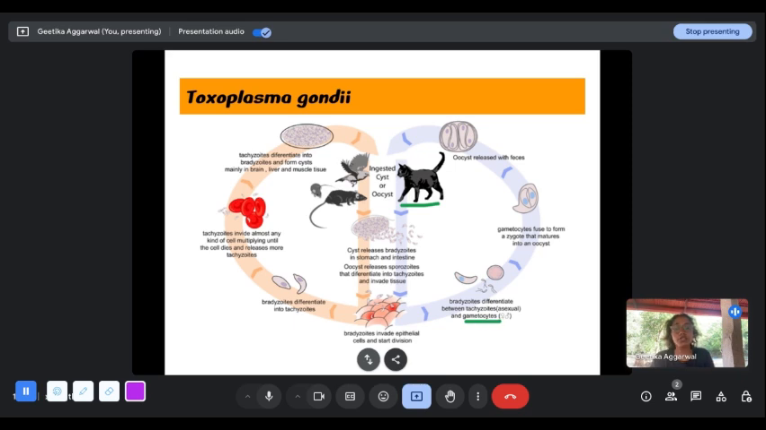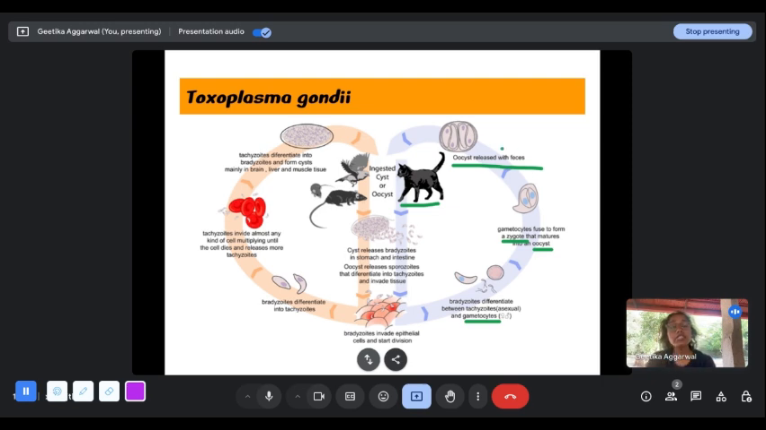gametocytes. It forms male and female gametes. These fuse and form a zygote, which matures into an oocyst, and this oocyst gets released with the feces of the cat. So this is the definitive host because sexual reproduction is happening in the cat, the felid host, and it does not really cause any infection. It does not actually cause any disease in the definitive host.